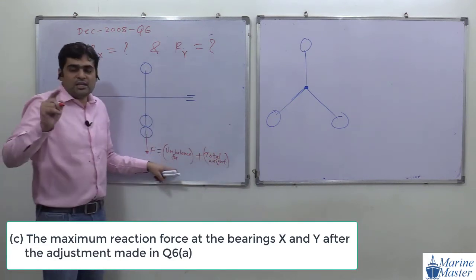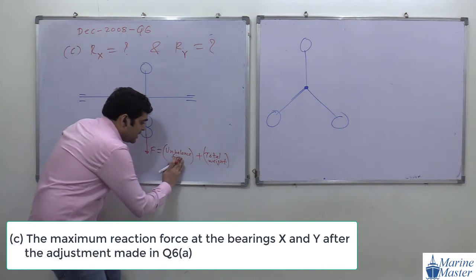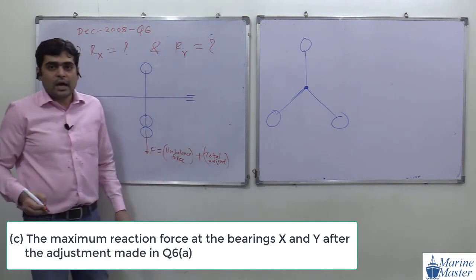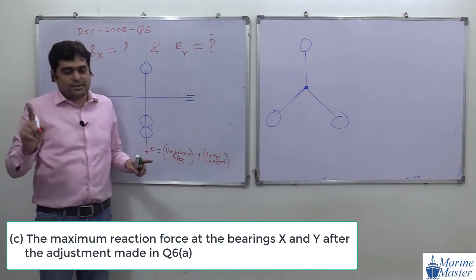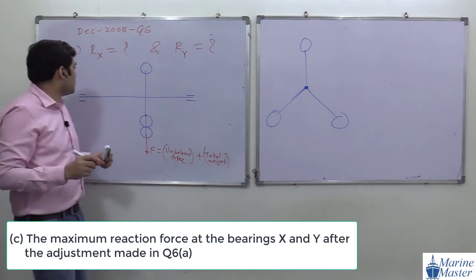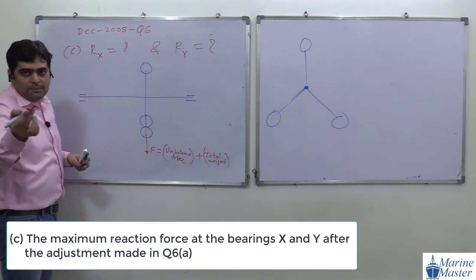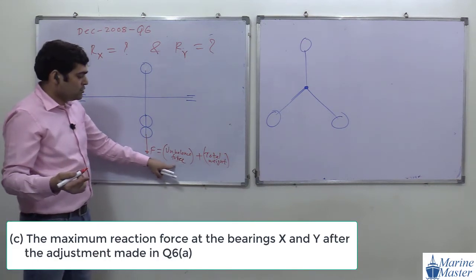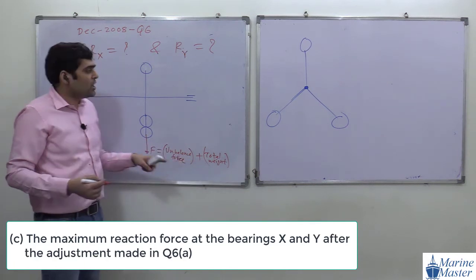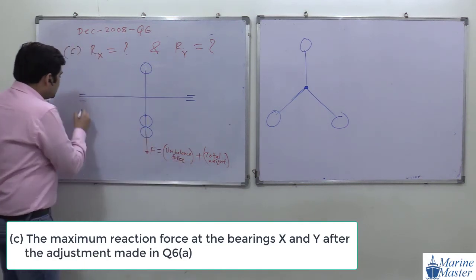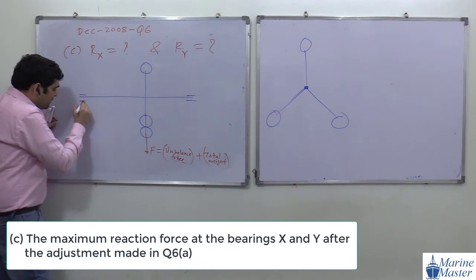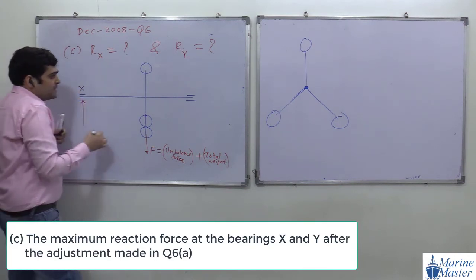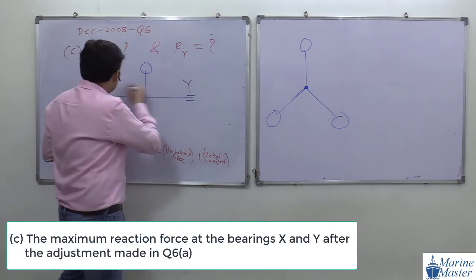In the previous question the unbalanced force was due to a single mass. But here the unbalanced force is what we calculated just now, the minimum out of balance force. That unbalanced force and the total weight will create reactions at these bearings. This is bearing X and this is bearing Y, capital X and capital Y.